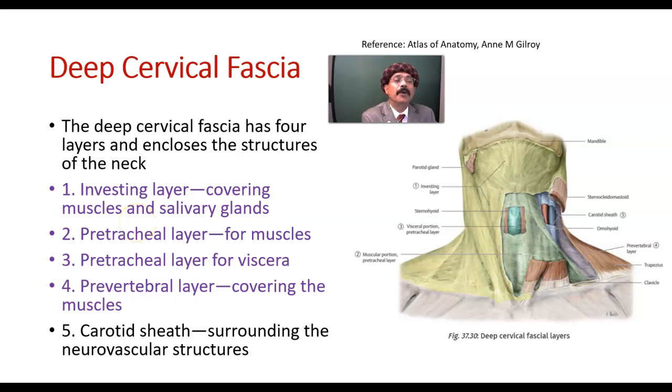Hello, my name is Dr. Dewan S. Raja. Today I will discuss the deep cervical fascia.